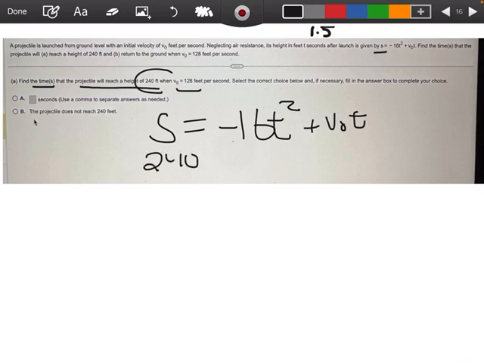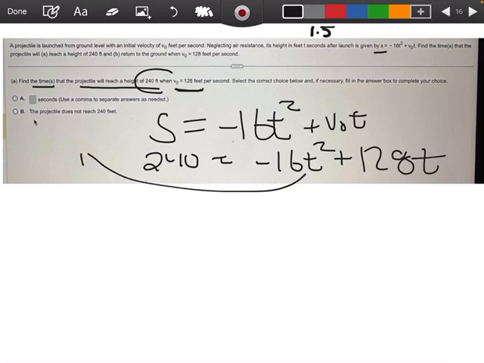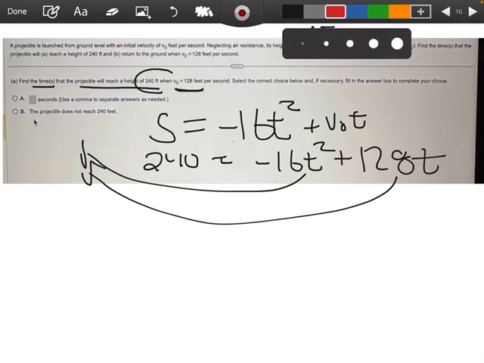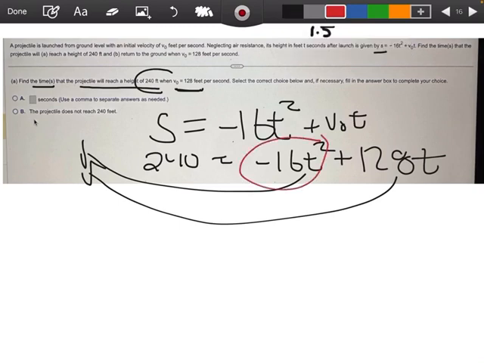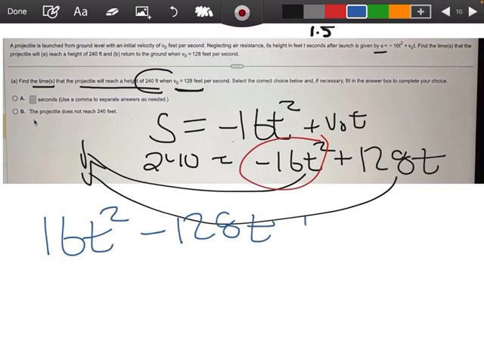So y'all, the first thing I'm going to do, the height is given by S, so I'm going to put a 240 right here, negative 16t squared plus 128t, since they're telling me V0 was 128. First thing, I'm going to bring this over here and this over here, simply because that piece was negative. So when we bring that over, 16t squared minus 128t plus 240 is equal to 0.